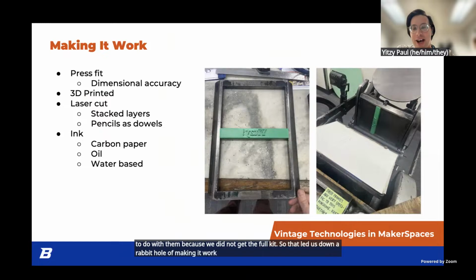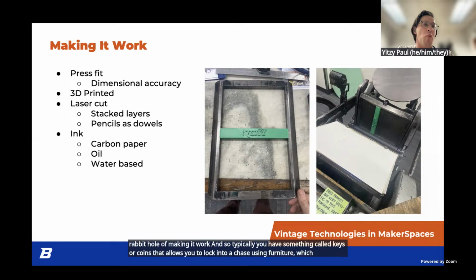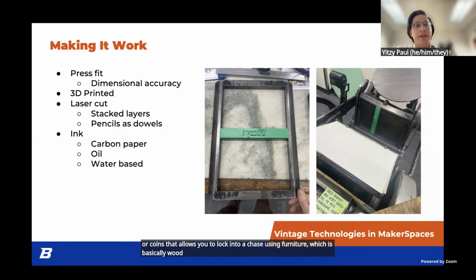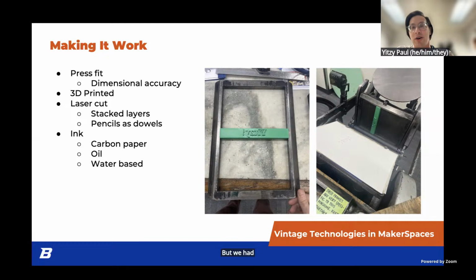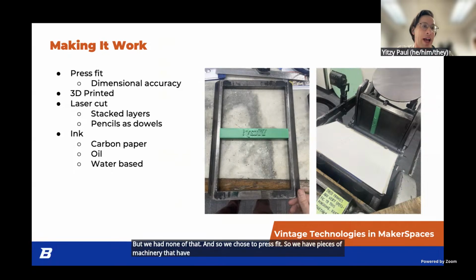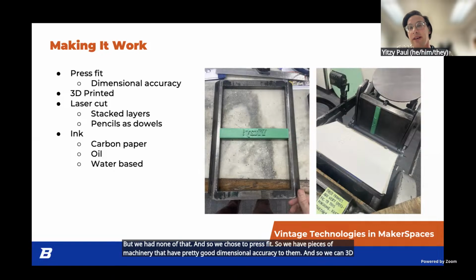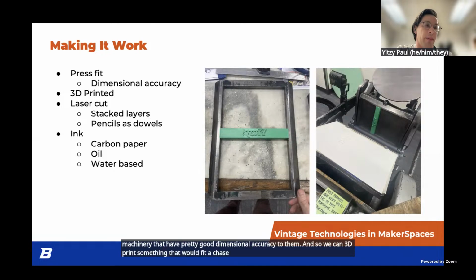And so typically you have something called keys or coins that allows you to lock into a chase using furniture, which is basically wood that fills in the blank space of your type. But we had none of that. And so we chose to press fit. So we have pieces of machinery that have pretty good dimensional accuracy to them. And so we can 3D print something that would fit a chase that we measured with a caliper.